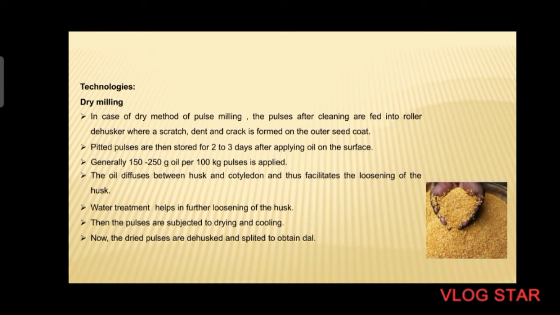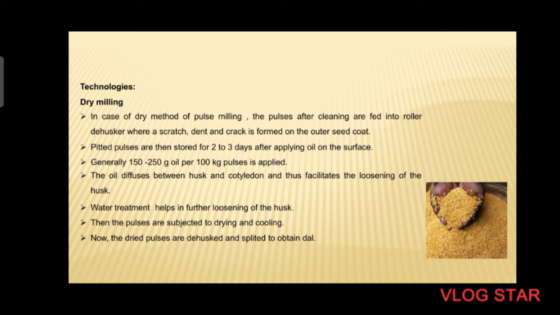Dry milling. In the dry method of pulse milling, the pulses after cleaning are fed into a roller dehusker where a scratch, dent and crack is formed on the outer seed coat. Pitted pulses are then stored for 2 to 3 days after applying oil on the surface. Generally, 150 to 250 gram oil per 100 kilogram pulses is applied. The oil diffuses between husk and the cotyledon and thus facilitates the loosening of the husk.